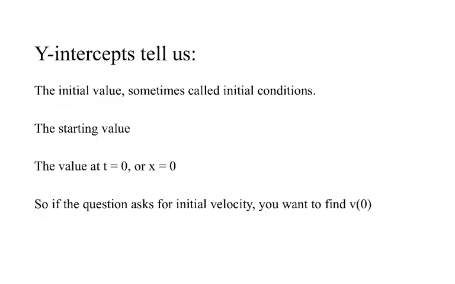Just to remind you, y-intercepts tell us what the initial value, sometimes called the initial conditions, are. The starting value, the value at t equals 0 or x equals 0. So if a question is asking you for an initial velocity, an initial acceleration, an initial anything, a starting profit, starting expenses, something like that, that means you want to find the y-intercept. You want to find whatever that function is at 0. That's why it's important. In more advanced mathematical modeling, chaos theory tells us that initial conditions are incredibly important, and are often the determining factors for all sorts of things.